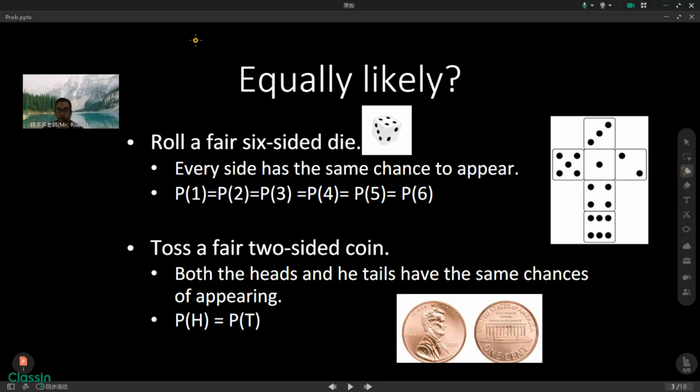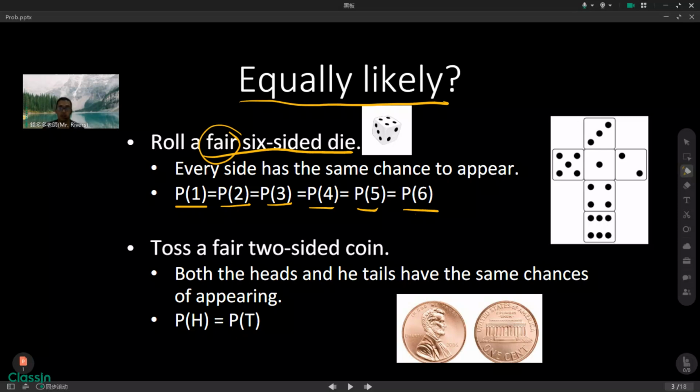For example, if you roll a fair six-sided die, a fair six-sided die looks like this: 1, 2, 3, 4, 5, 6. Each number from 1 to 6 has one unique side. If it's a fair die, then we can say the chance of each side appearing should be equally likely. So the probability of rolling 1 is equal to rolling 2, equal to rolling 3, and so on.